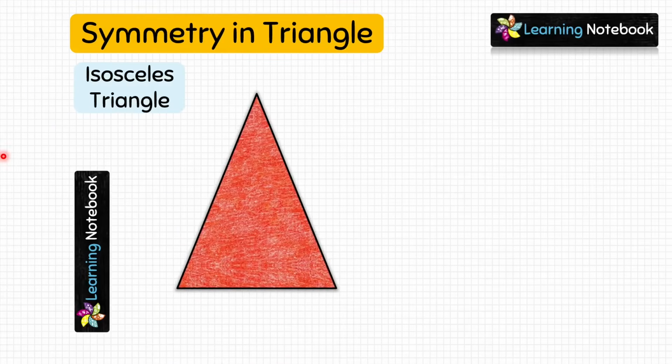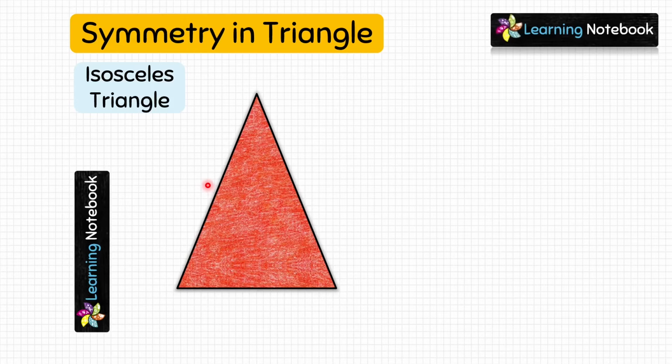Students, first let's learn about symmetry in triangles. Triangles are of three types: isosceles triangle, equilateral triangle and scalene triangle. First let's learn about symmetry in isosceles triangle. So what is isosceles triangle? An isosceles triangle is a triangle where two sides are equal.